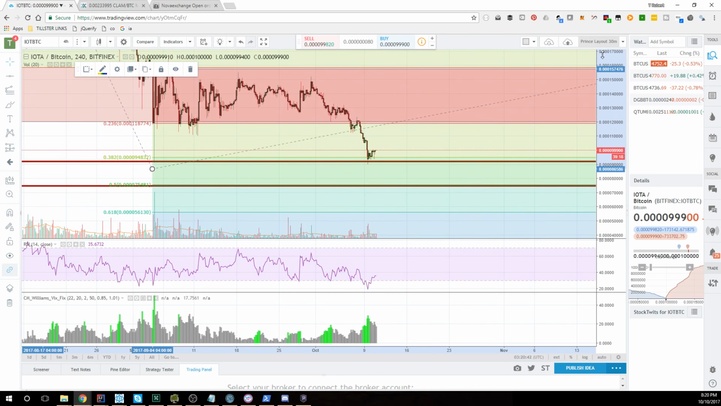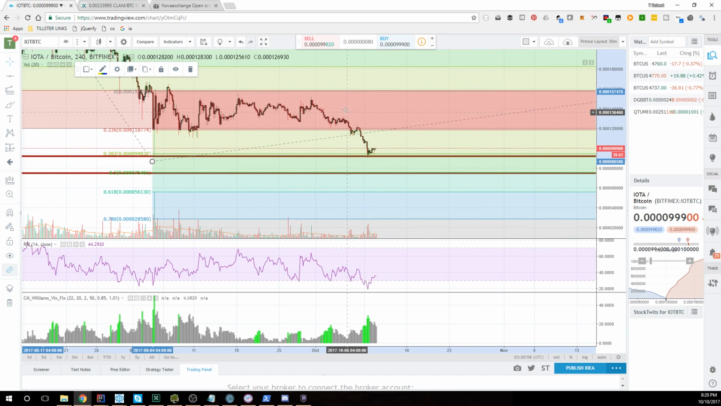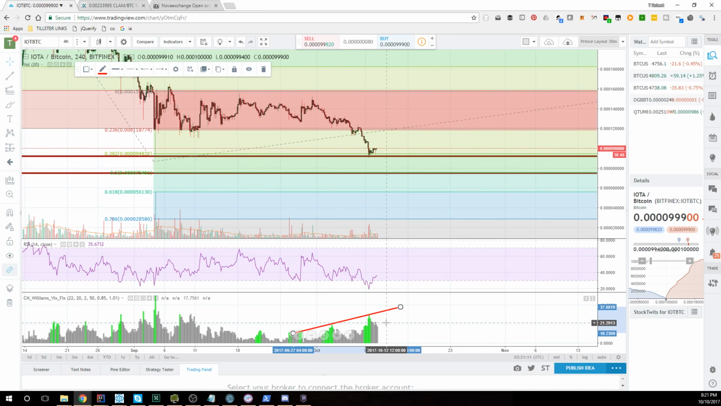Okay, now it came right off of here, bounced right off of this projection. This is the 38.2% projection. Gave us a beautiful signal. Where's our RSI? Right where we want it to be. Where's our Williams indicator? Right where we want it to be. Where's our trend line on our volume? Right where we want it to be. Get out your wallet day. It must be a Tuesday, because it's get out your wallet day.